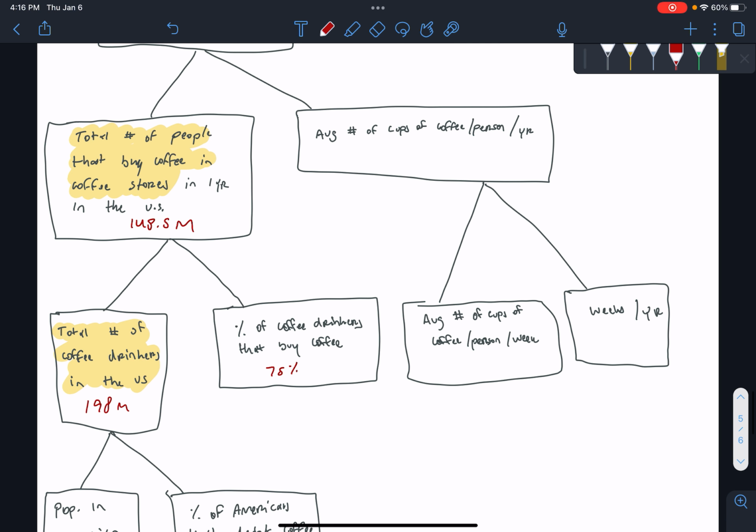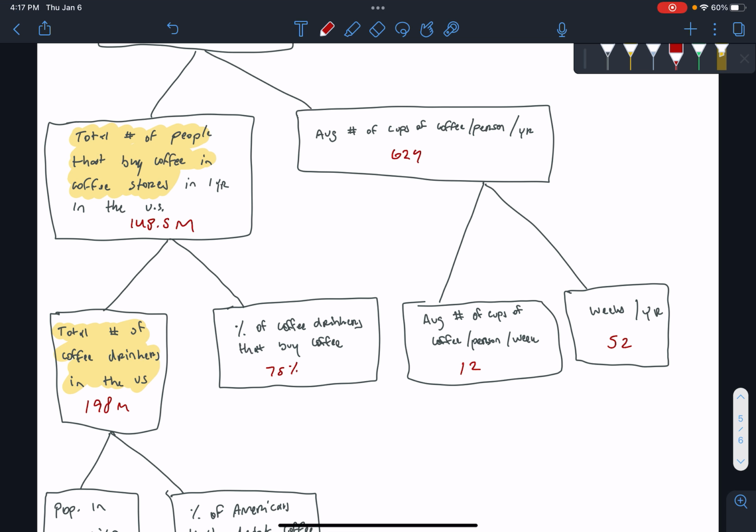And now the right side: the average number of cups of coffee drunk per person per week. I'm going to estimate that most people are going to drink around 2 cups of coffee on the weekdays because they have work, and then maybe they'll drink 1 cup of coffee each day on the weekends because they just need to wake up in the morning. So that'll give us 12 cups of coffee per person per week. And there are 52 weeks in a year. So multiply these two together to get 624.